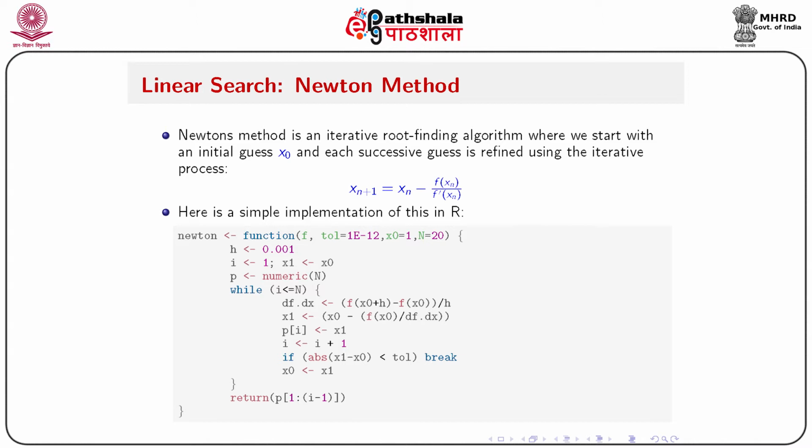So x1 equals x0 minus f(x0) divided by df dx, and then p[i] equals x1, then i equals i plus 1, and if the absolute difference between x1 and x0 is less than TOL, then break; otherwise x0 equals x1. Then finally close the while loop and return p[1 to i minus 1], and that will give you the whole sequence of results of the iterations step by step.